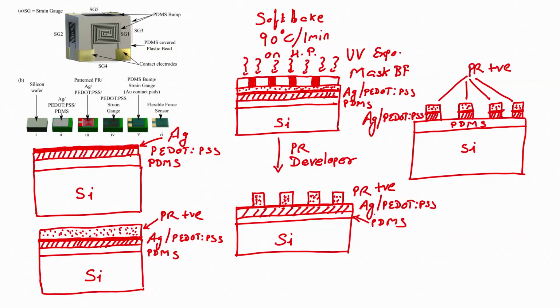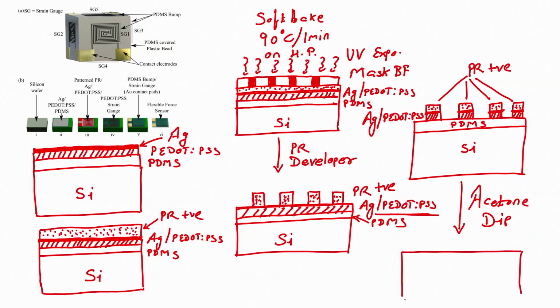After etching PEDOT:PSS and silver, what is the next step? Next step would be acetone dip. Why do I have to dip the wafer in acetone? You have to dip the wafer in acetone so that you can strip off the photoresist, right.